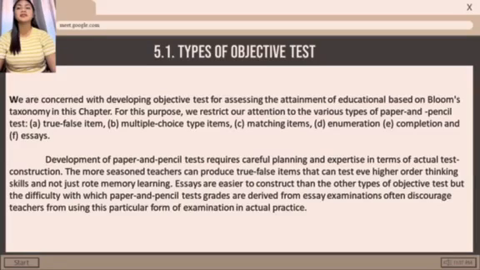Development of paper and pencil tests requires careful planning and expertise in terms of actual construction. The more seasoned teachers can produce true or false items that can test a higher order of thinking and skills, not just rote memory learning. Essays are easier to construct than the other types of objective tests. The difficulty with which paper and pencil test grades are derived from essay examinations often discourages teachers from using this particular form of examination and practice.